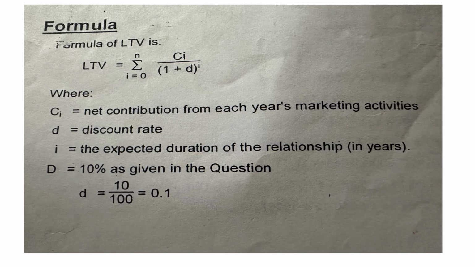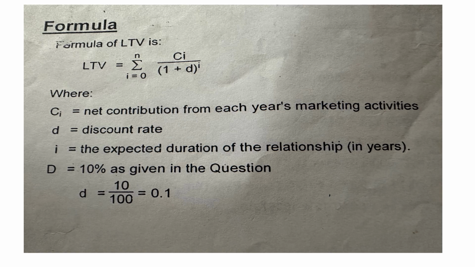Our formula, very important, is the formula of LTV. You need to remember this formula for the exam. LTV equals sigma of CI upon (1 plus D) raised to the power of I. Here, CI is the net contribution from each year's marketing activities. We have calculated the net contribution where we subtracted the expenses from the income. So that's how we get our CI.